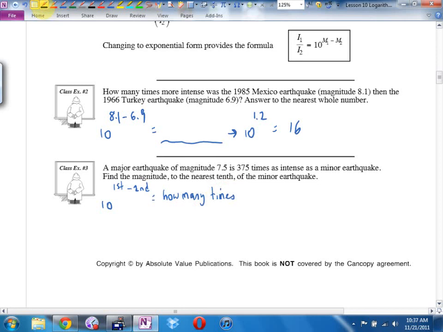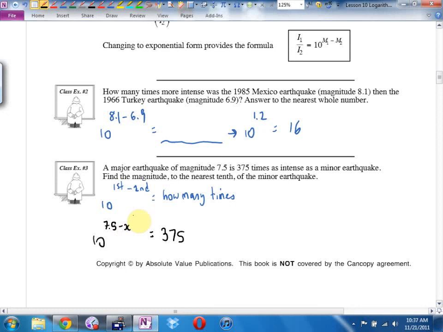How many times stronger does it say this first earthquake was than the second earthquake? 375. What was the magnitude of the first earthquake, the bigger one? 7.5 minus, what was the magnitude of the minor one? We don't know. X. Cassandra, where is the X sitting?